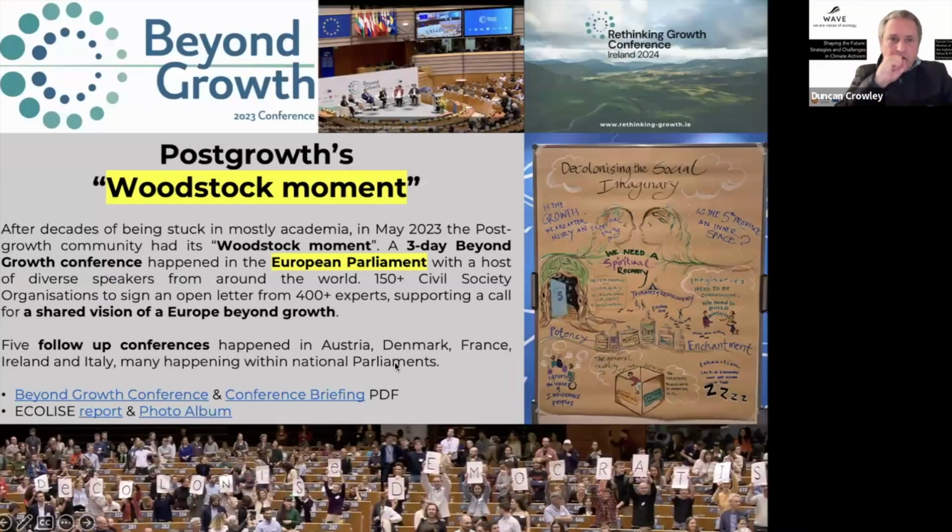From the post-growth world, we had the Woodstock moment recently. We had a three-day Beyond Growth conference in the European Parliament. That was followed by five follow-up sessions in a few different countries. The image down the right is from the Irish one. It was an all-island affair. It was really special, and much can be built on. And the image here from the European Parliament at the end, the Degrowth community put up the banner saying decolonize, democratize.